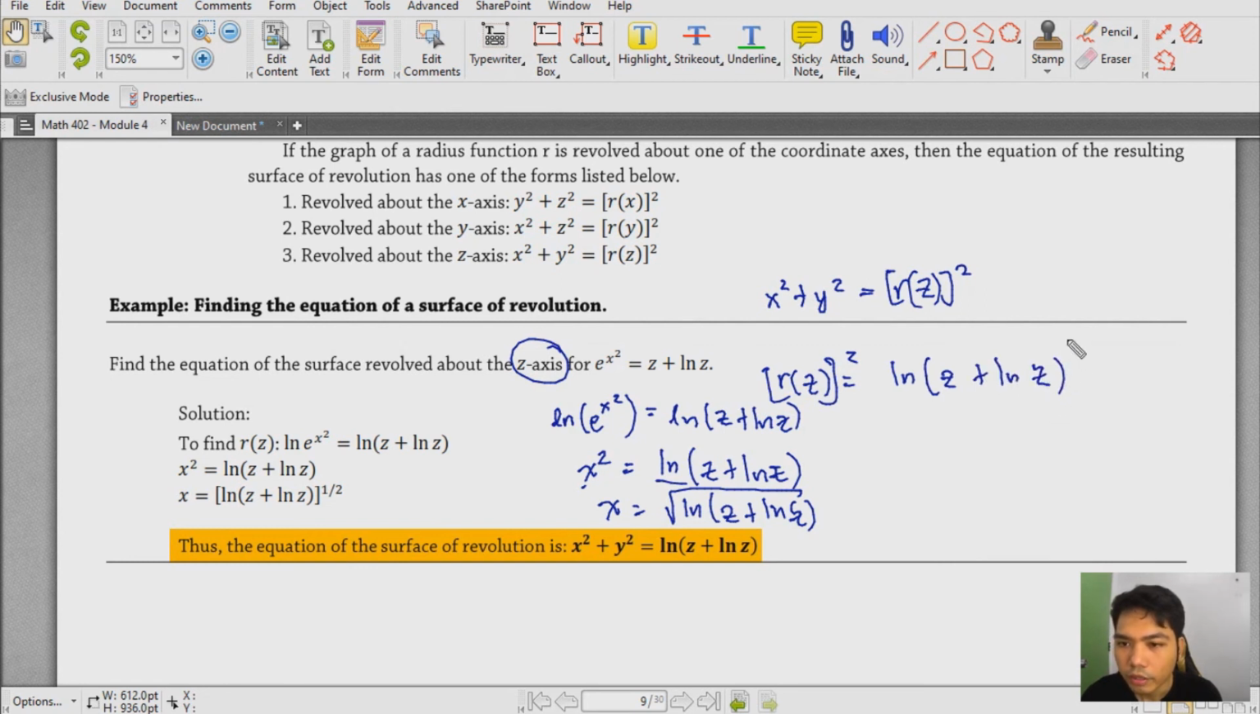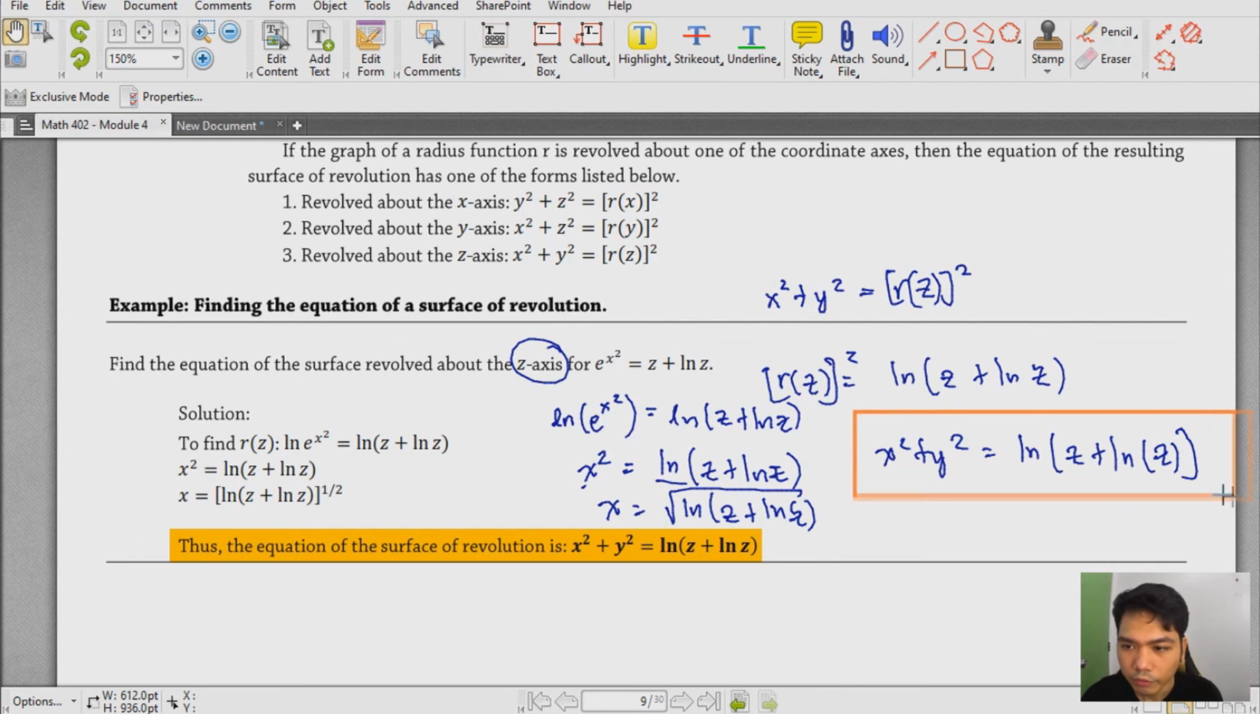So therefore, the answer here would be x squared plus y squared is equal to ln of z plus ln of z. Yeah. So ito na yung ating magiging sagot for this expression.